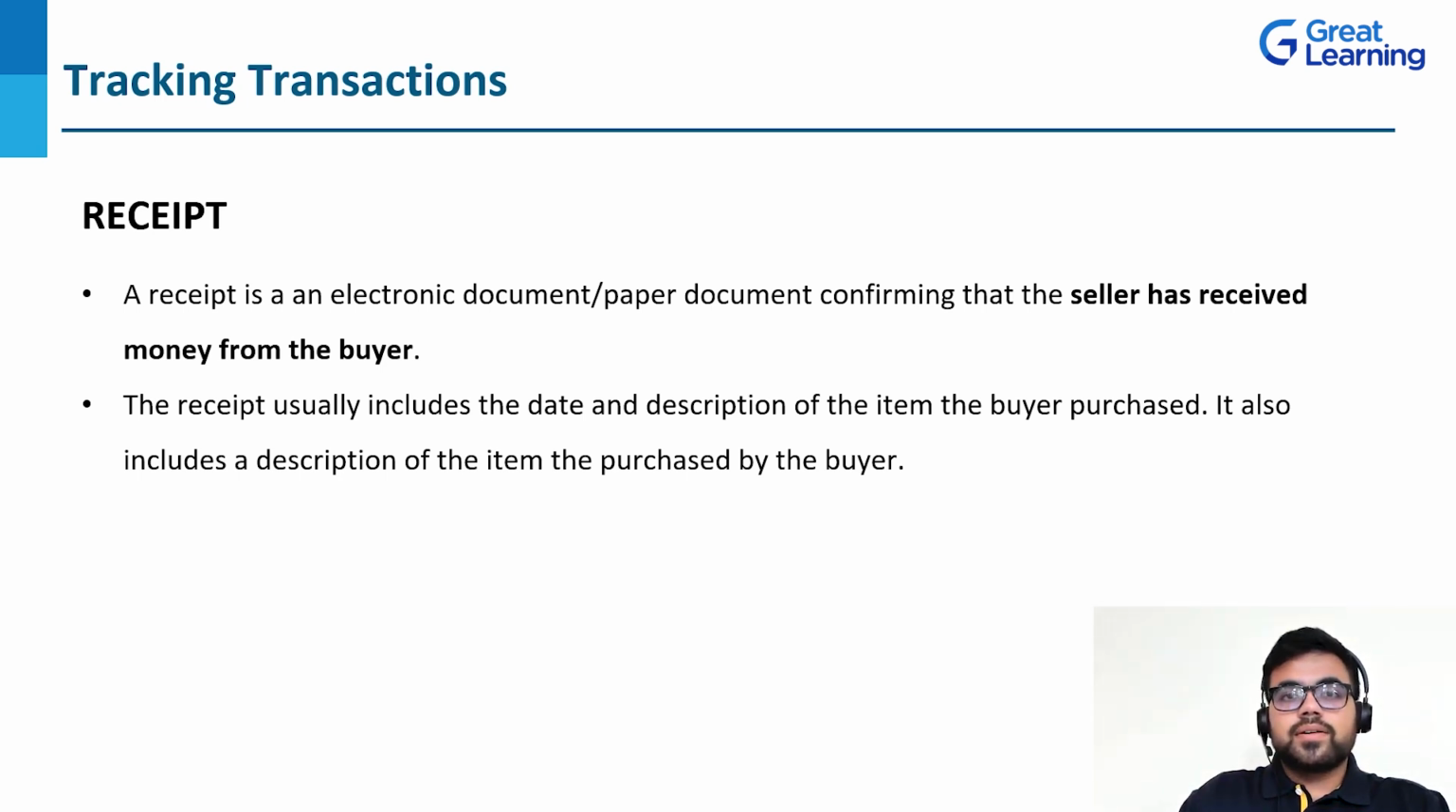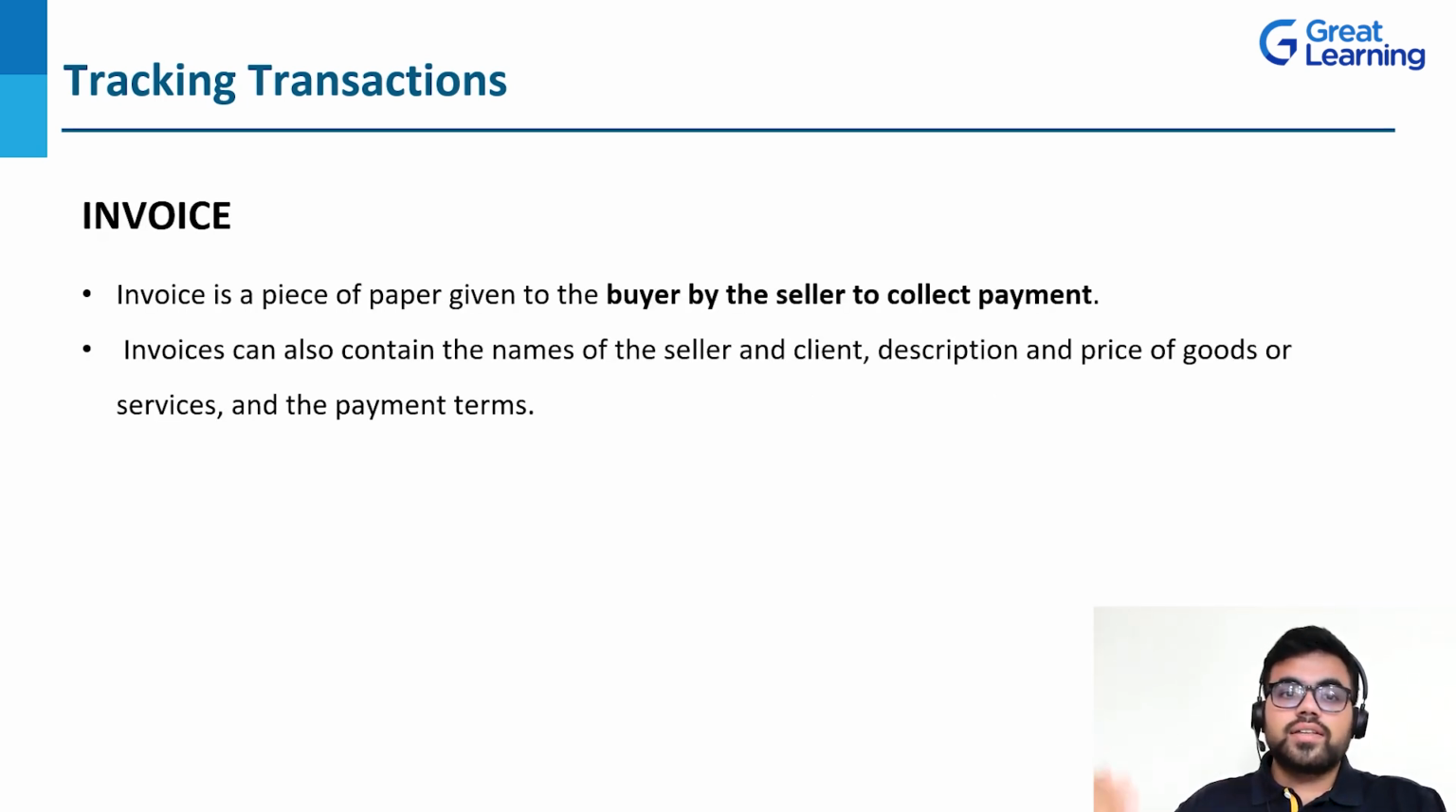Next up is the invoice. Now, an invoice is a piece of paper that is given to the buyer by the seller to collect payment. So basically, the difference between an invoice and a receipt is that in an invoice, the payment has not been made, and the invoice is requesting you to pay that amount. While in a receipt, the amount has already been paid and you are getting an acknowledgement of it. Invoices are mostly popular in business to business transactions, as they have a lot of transactions in bulk that are due to be paid in the coming months ahead. So that's why it is mostly popular in business to business transactions.